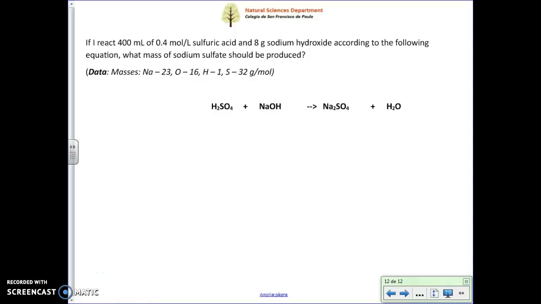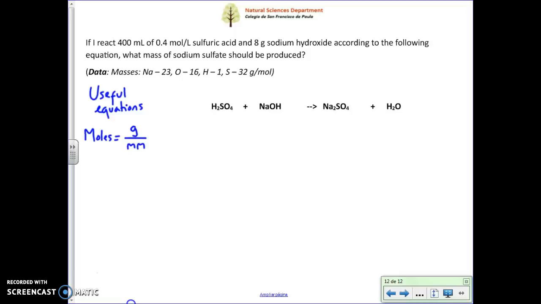Okay. First of all, a couple of useful equations. How do I work out the number of moles of something with mass? Moles equals grams divided by molecular mass.